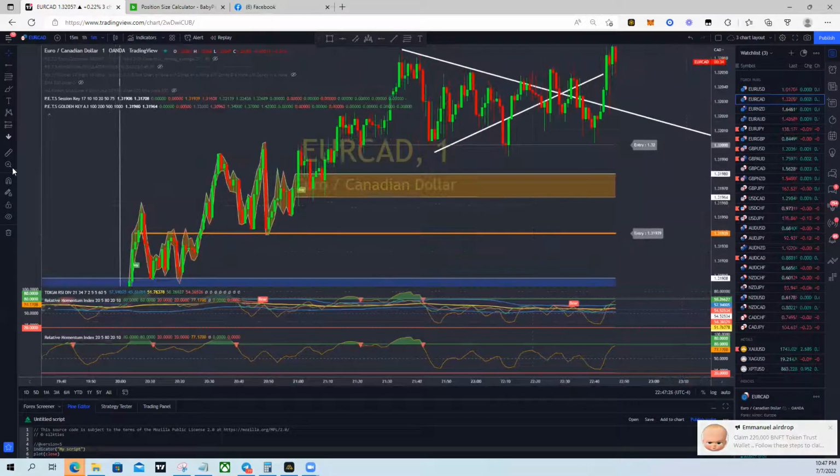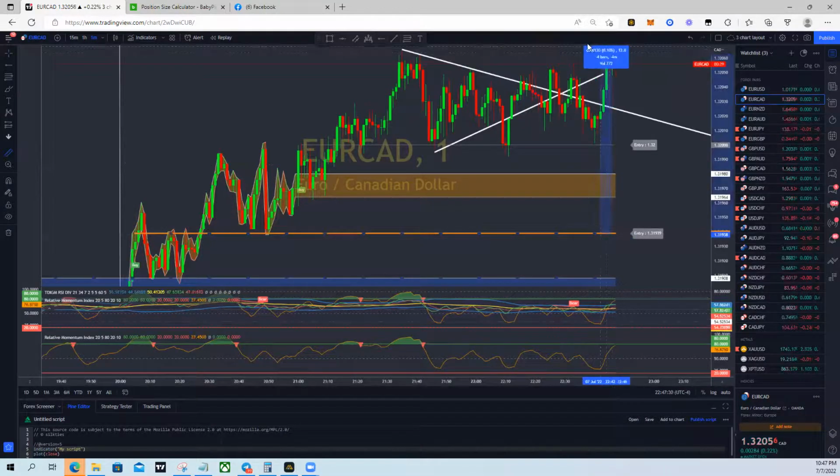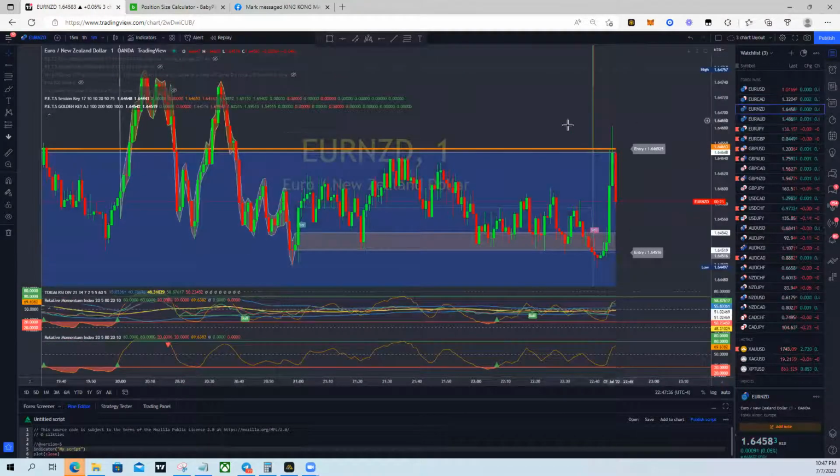Even in the EuroCAD trade, same thing, similar to GBP CAD. 15 pips, about 10 pips from the other entry. Look at that Euro NZD. Look at where it stopped. A whole bunch of news. Everybody started seeing this and jumped in the trade. Look where it stopped, right at the top of our session key.